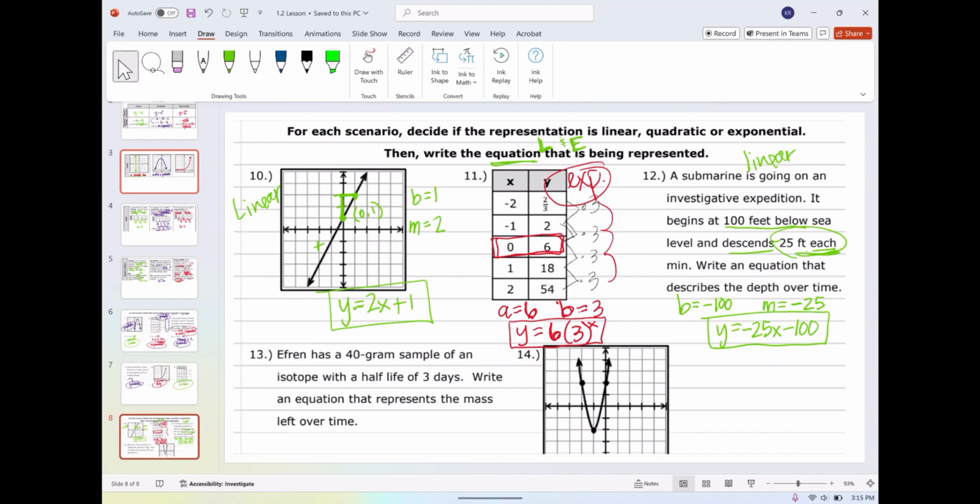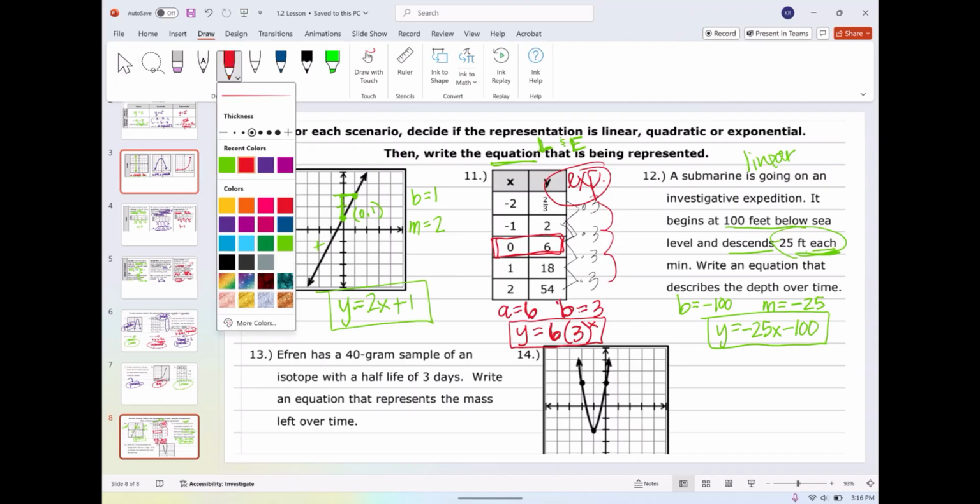Alrighty, folks, we are on the last two problems. Okay, so not this number 13. Efren has a 40-gram sample of an isotope that has a half-life of 3 days. So every 3 days, half of it dies, essentially. All right. So it starts at 40 grams, and then it takes half of it every 3 days.